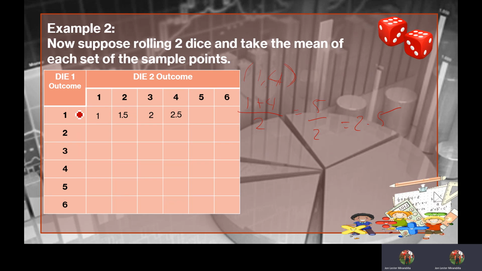Next tayo dito sa outcomes na combination of 1 and 5. So kunin natin yung combination outcomes of 1 and 5. We have 1 plus 5 divided by total values. 1 and 5, we have 2 total values. So 1 plus 5 is equal to 6 divided by 2 is equal to 3. 3 nga ba yung lalabas dito? Check natin. 3. So kung mapapansin nyo, meron siyang bar pattern.